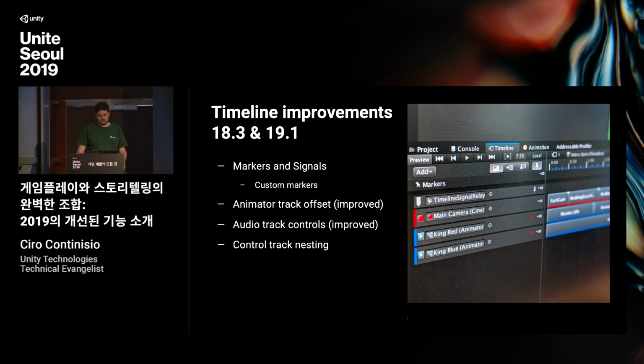So first, I will give a brief overview of what I'm going to talk about, just to give you an idea. I will be covering the much-awaited feature called markers and signals, and how to create a custom one. And then I will cover very quickly some improvements that we have on the animator track offset, on the audio tracks, and on the nesting of control tracks. And all of these I want to show in the context of a small mobile game which I created.